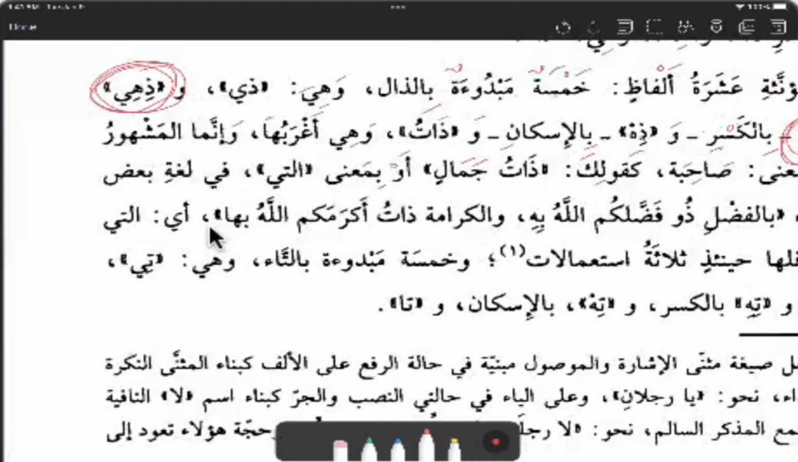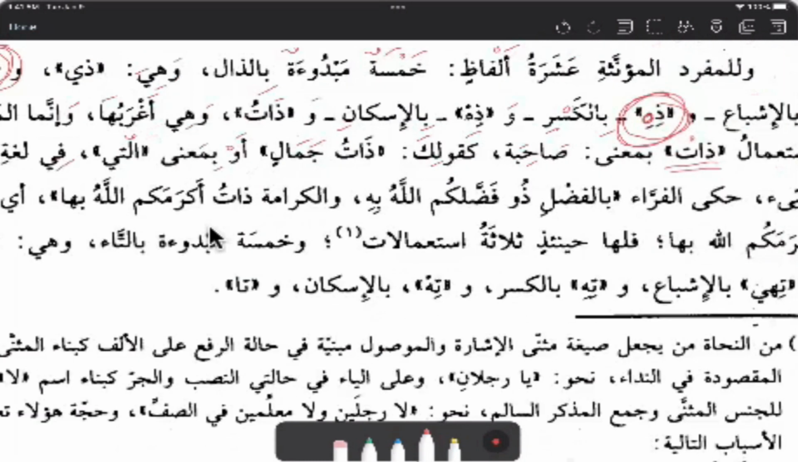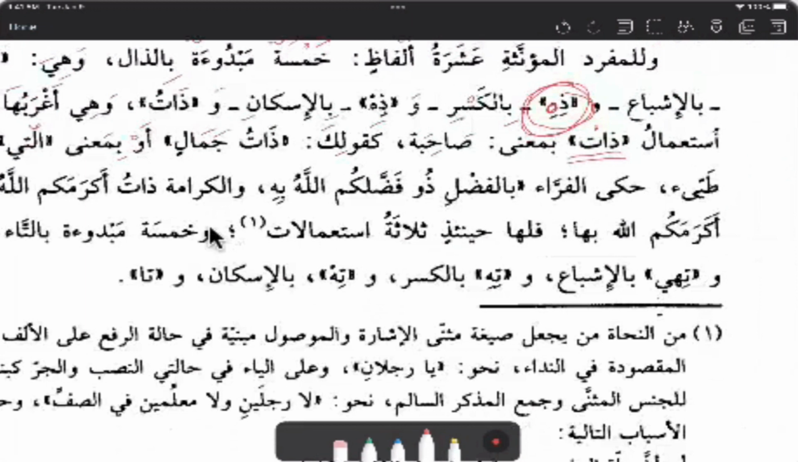Or another more famous usage for that is with the meaning of allati. She who, that's not pointing. That's a relative nominal, which we're going to come to. According to the dialect of some of the people of Tayy, they would say that with the meaning of allati.